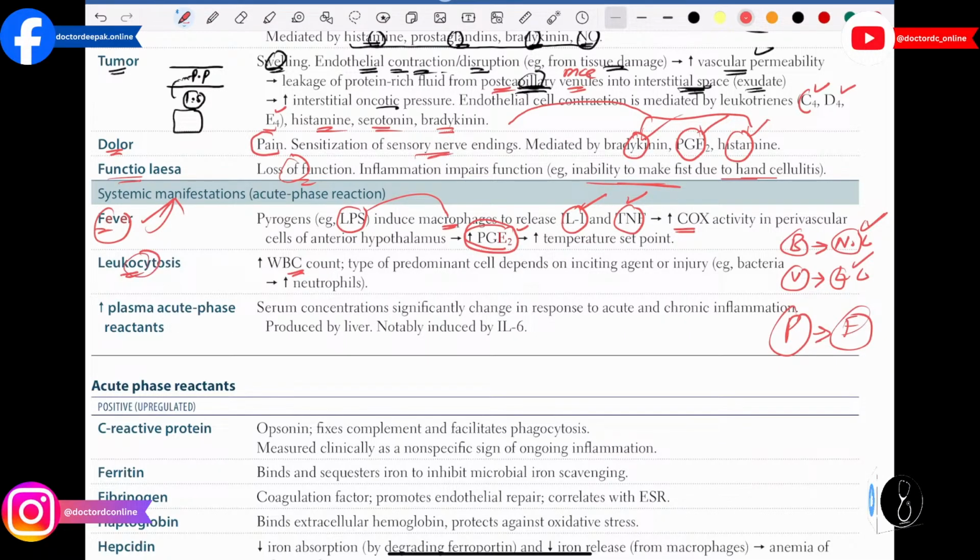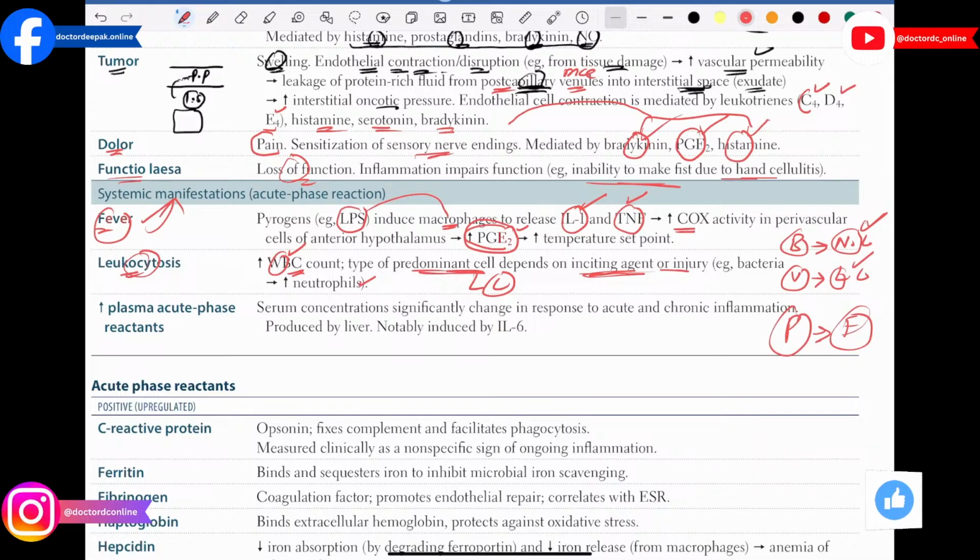What is leukocytosis? Basically it is the increased amount of white blood cell count in the blood, and the type of predominant cell which is going to be increased depends on the initiating agent or injury. Like if it is a viral infection, you will get the predominant cell lymphocyte. If it is a bacterial infection, you will get the predominant cell neutrophil. So this is the important point.